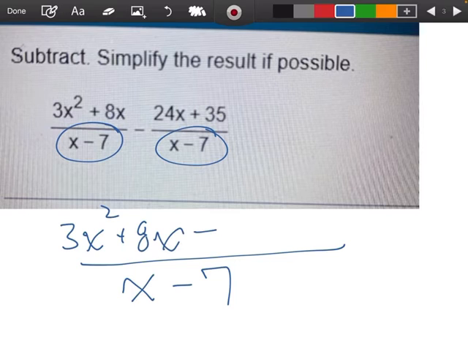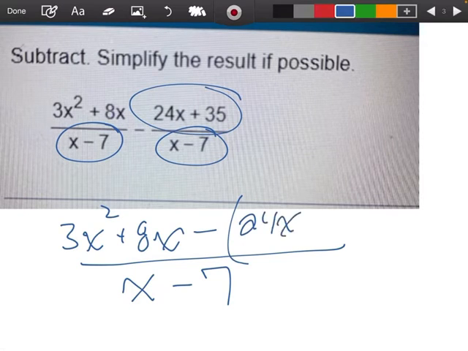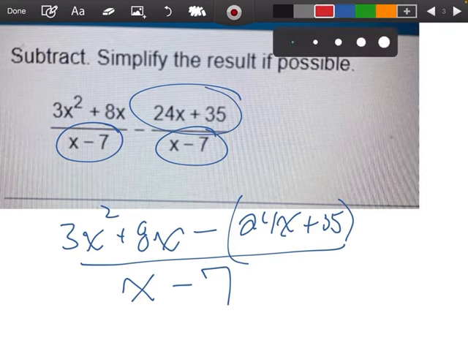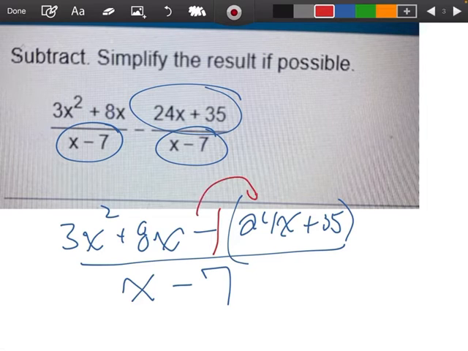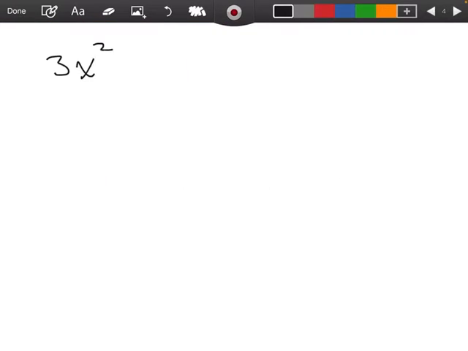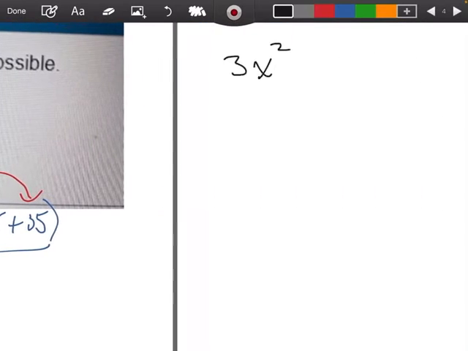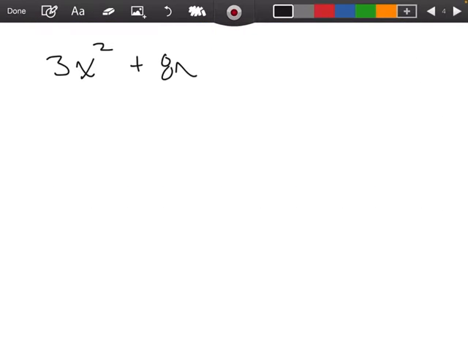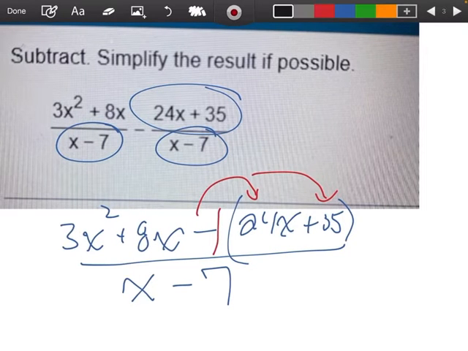The only thing is, y'all, we are subtracting all of this right here. So we're subtracting a 24x and a positive 35. When I'm subtracting, I've got to think about this as a negative 1 that I'm going to multiply to both those pieces. So what that leaves me with is a 3x squared plus 8x minus 24x minus 35.